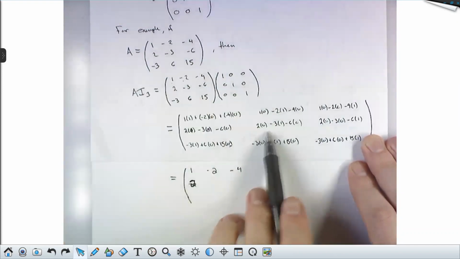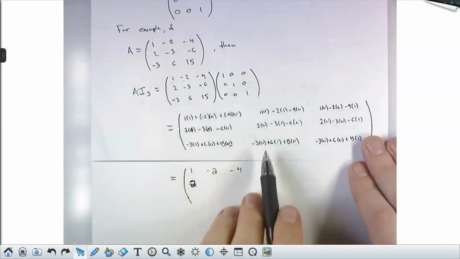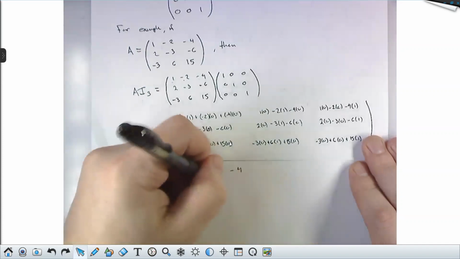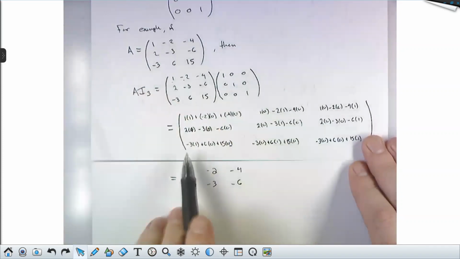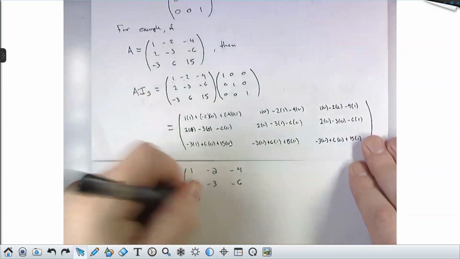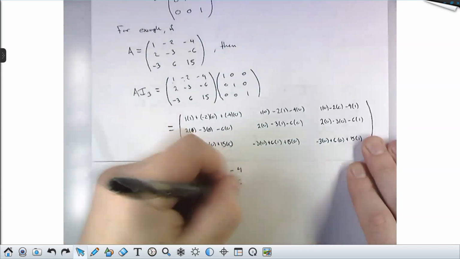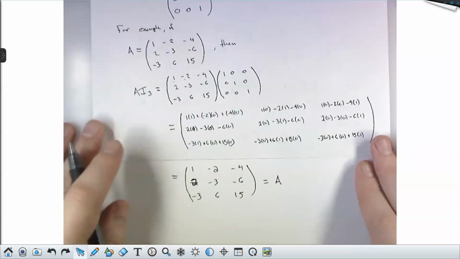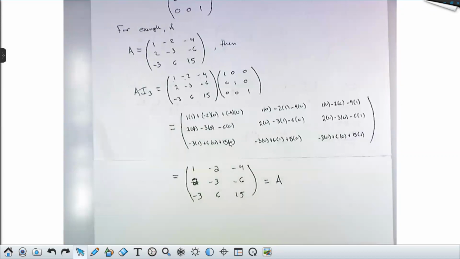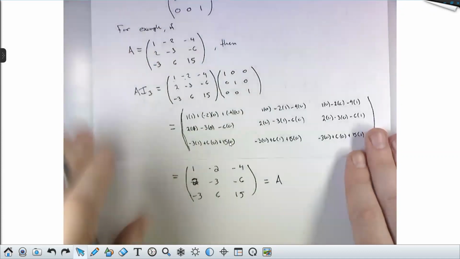And then this is 2 times 0 minus 3 times 1 minus 6 times 0. So that will be 0 minus 3 minus 0 is minus 3. And then this guy is 0 minus 0 minus 6. This guy is minus 3 plus 0 plus 0. This guy is 0 plus 6 plus 0. This guy is 0 plus 0 plus 15. And this is the matrix A that we started with. And if we did the matrix multiplication in the other order, with I3 on the left instead of on the right, we would get the same thing.